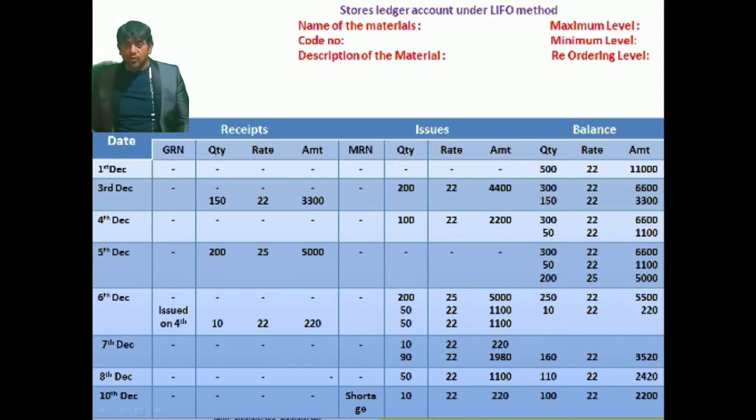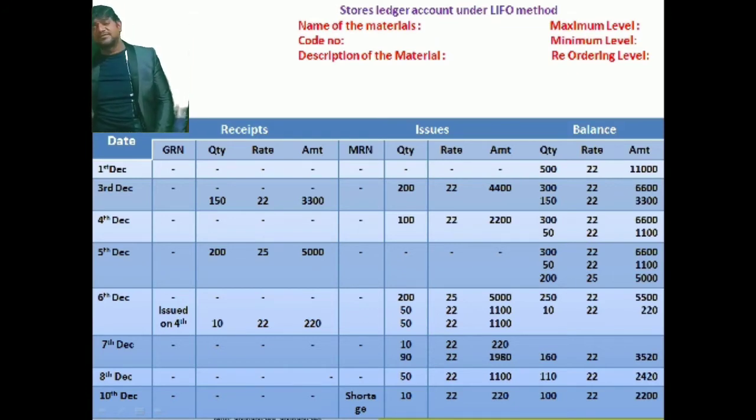So now go to the 4th December. GRN nil, quantity nil, rate nil and amount also nil. MRN nil, but there is an issue. Issue of how many units? Issue of 100 units at rupees 22 per unit. So 100 into 22, 2,200 rupees. So we have issued 2,200 rupees.